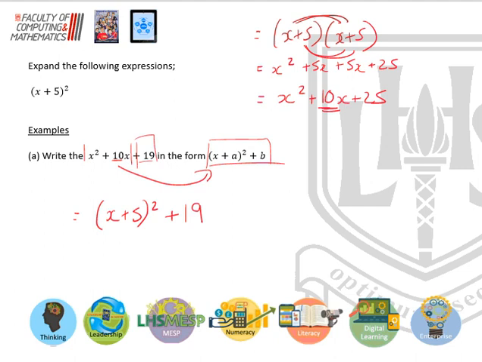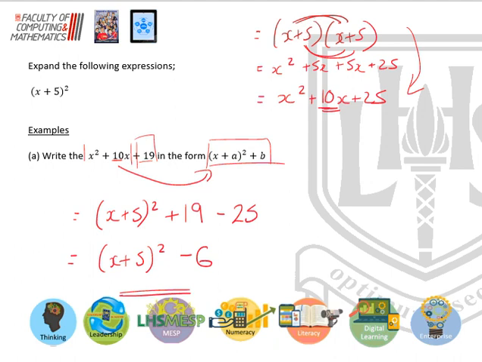So this bracket is going to give me a plus 25 if I multiply it out properly like I have here. So I need to cancel out that squared term, that 25 at the end. Then x squared plus 10x is x plus 5 all squared without the 25, and then you've got the plus 19 that comes from the question. Lastly, you can just simplify that. x plus 5 all squared, plus 19 take away 25 is negative 6.